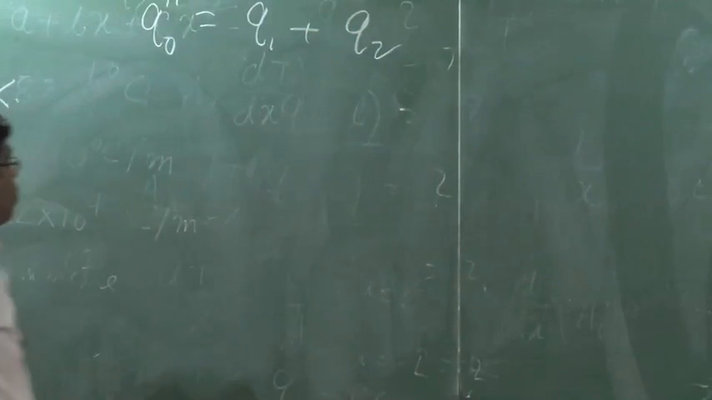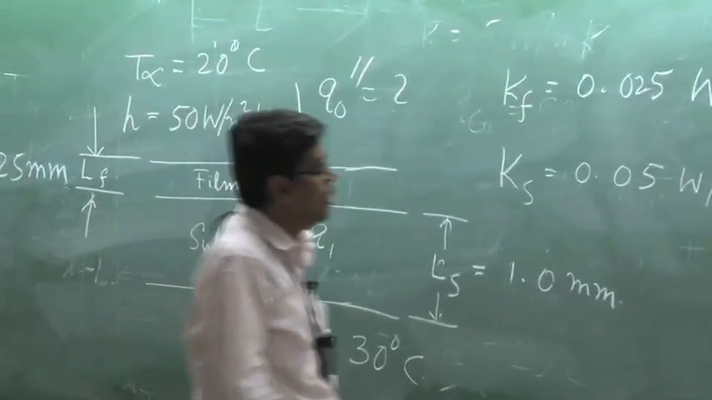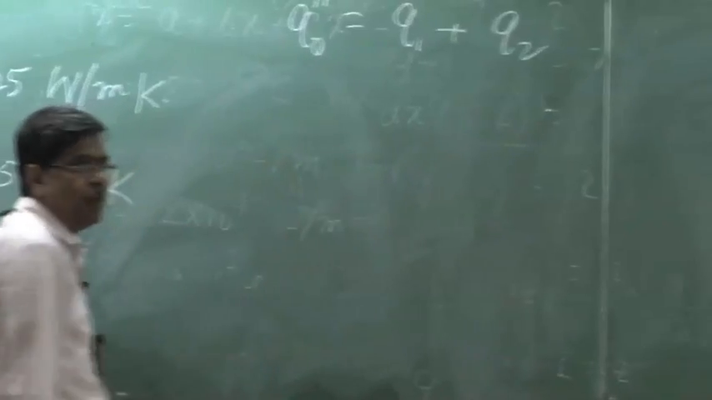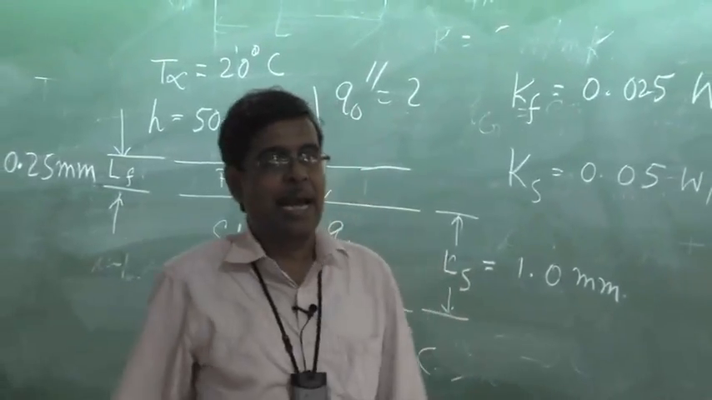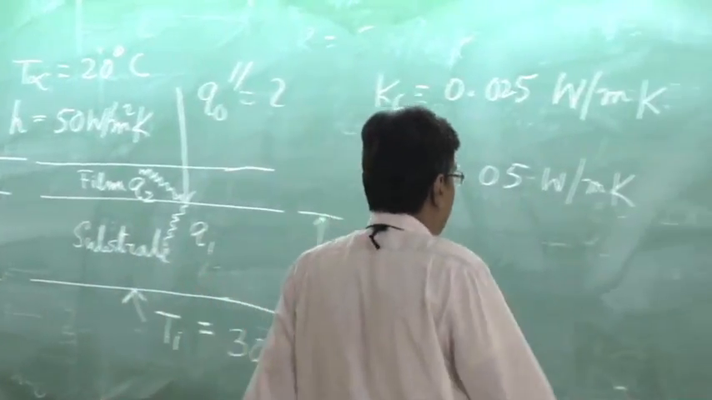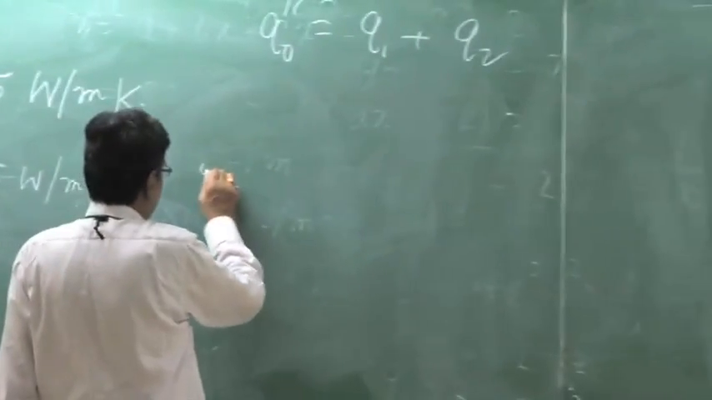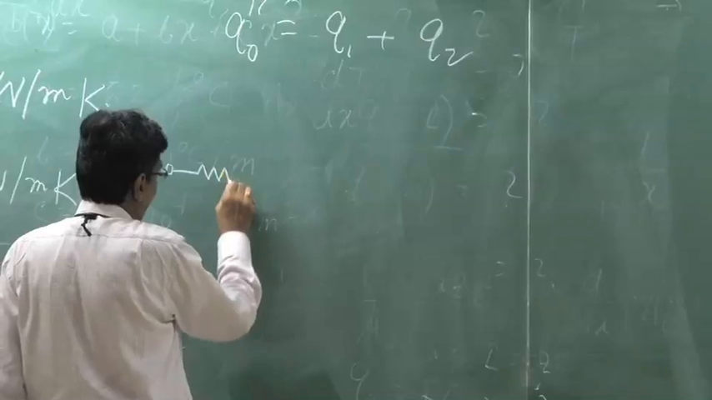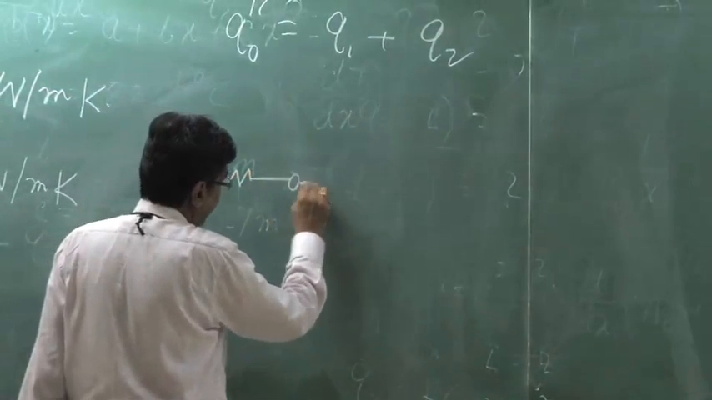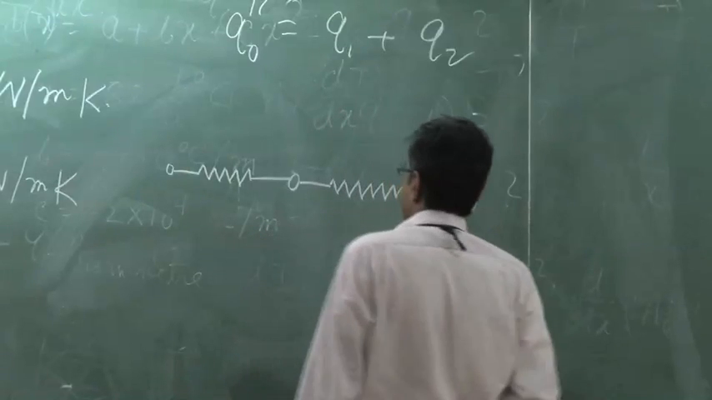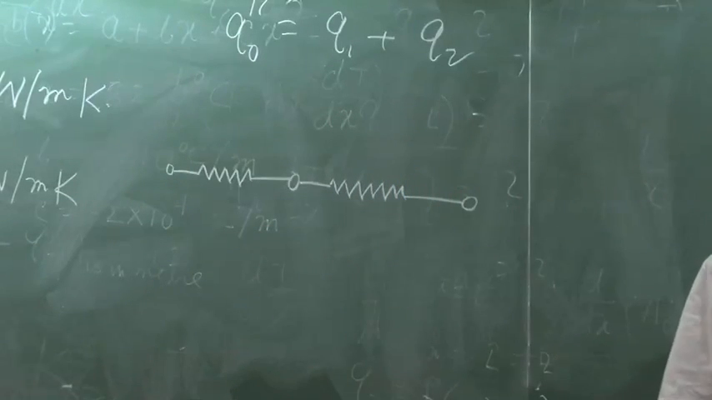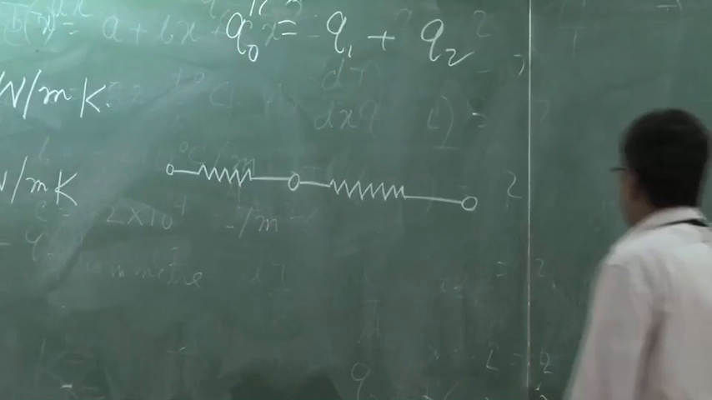Now, what is Q1 going there? Q1 is by the conduction. Better you draw the electrical analogous circuit. That will be better, so let me draw that. Without writing the equations, if you understand this, then it will be better.